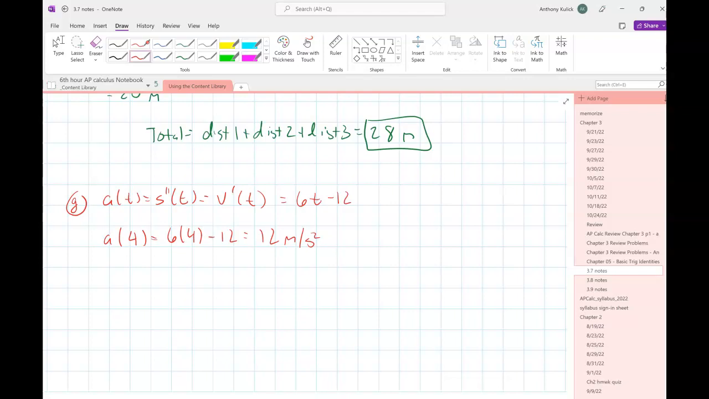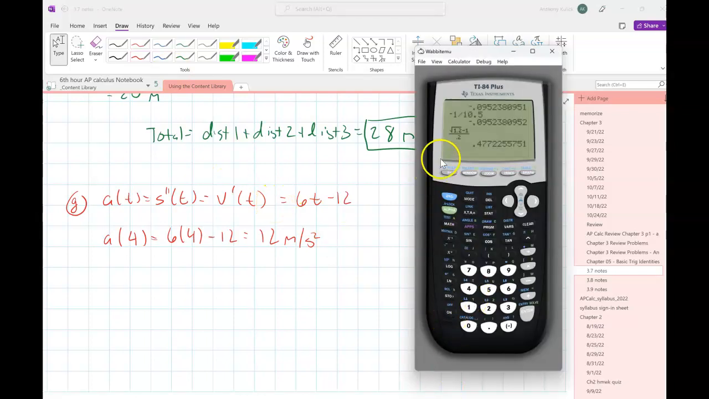Everybody cool with that? When I screen capped this problem from the text, I missed 2 parts because they ran on to the next page and I didn't notice. There's 2 more parts. Part H says just to graph the position, velocity, and acceleration functions on the interval from 0 to 5. How am I going to do that? Type them into my calculator, which I've already done.